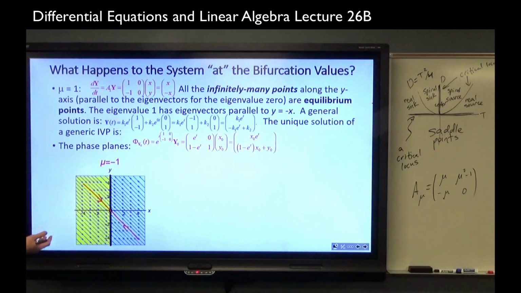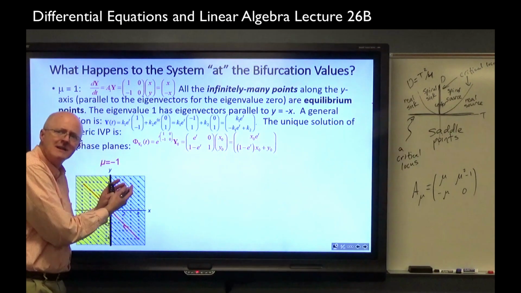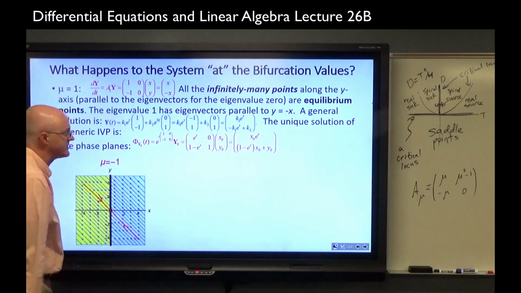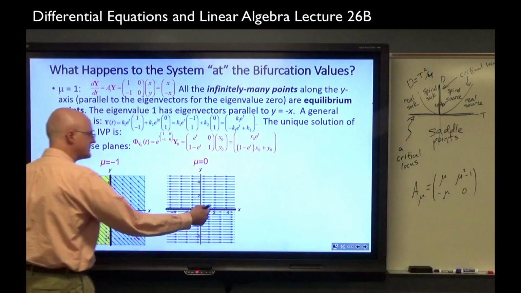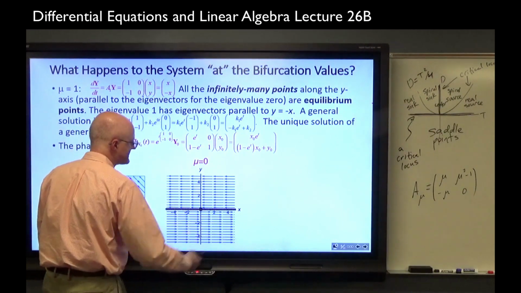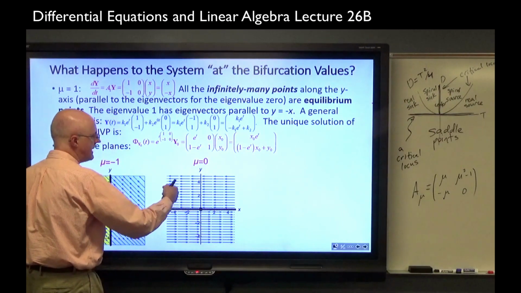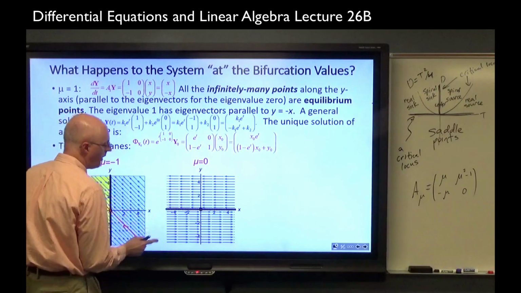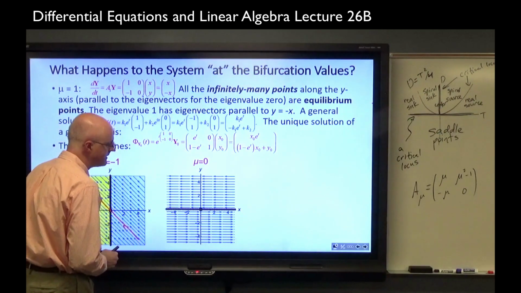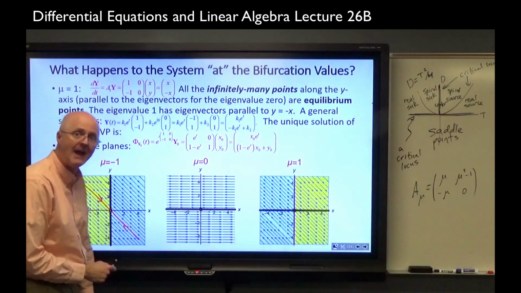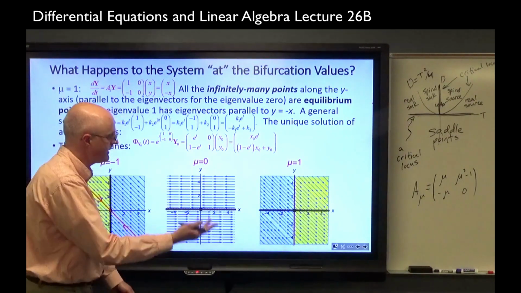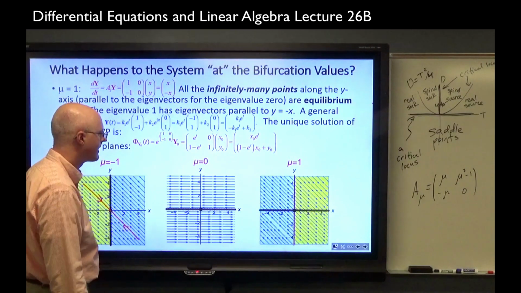So this is strange behavior. That is where those null lines crossed each other, where they merged, I should say. The mu equals 0 case looks like this, and yes, solutions are all equilibrium points in the x-axis, always going to the left above the x-axis where y0 is positive, always going to the right when y0 is negative. Strange kind of behavior. Strange things can happen when 0 is an eigenvalue. You get infinitely many equilibrium points, for one thing.